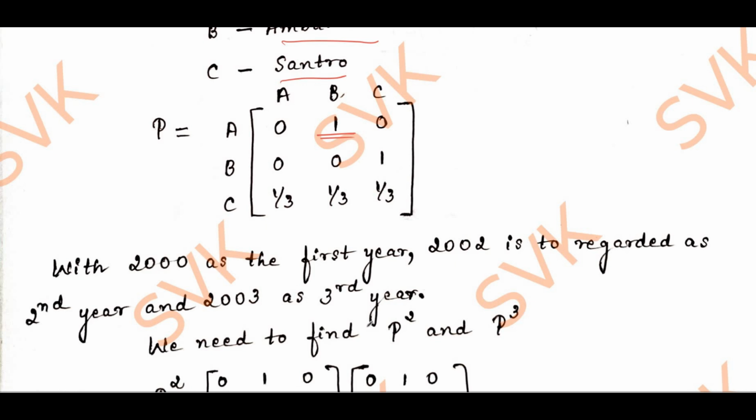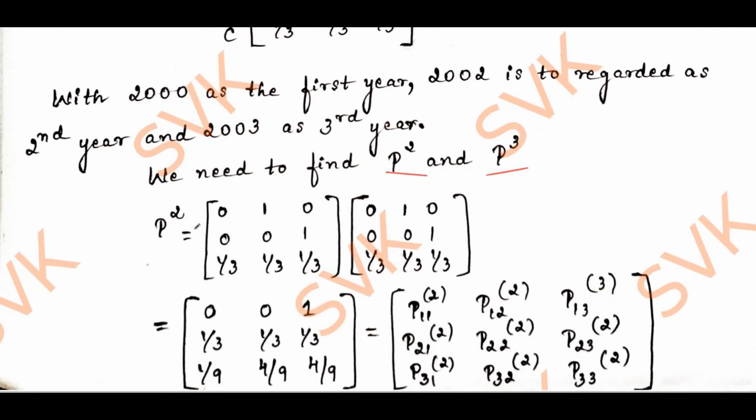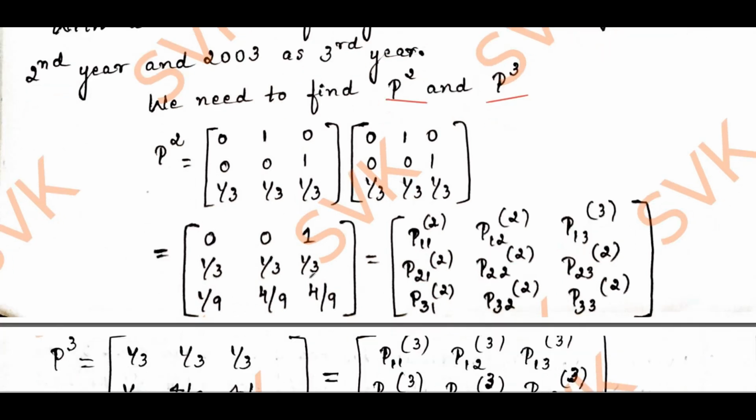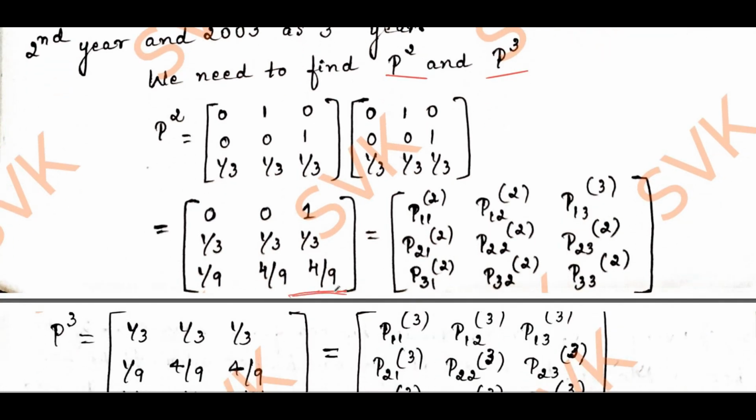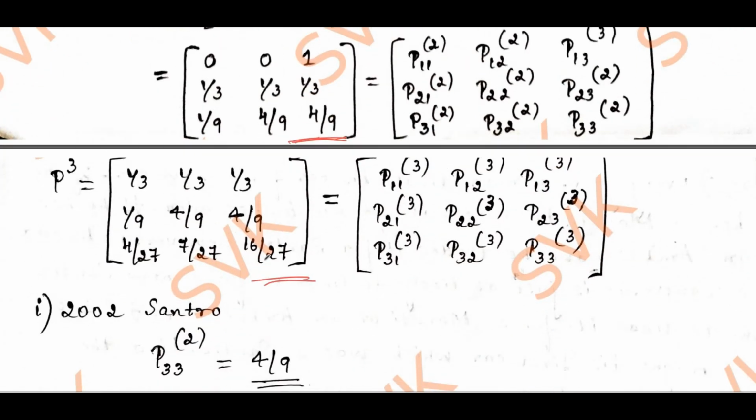So we need to find the values of P square and P cube. That is our aim. First we shall find out P square and P cube by using a calculator. So this is the P square value, and this is the P cube value. By matrix multiplication, we are going to get the values of P square and P cube.